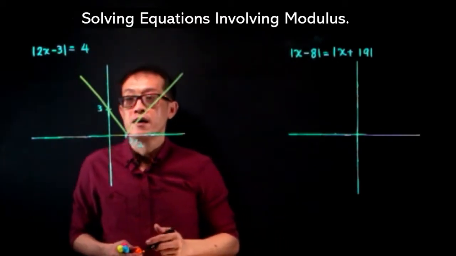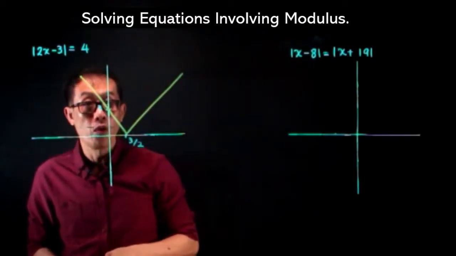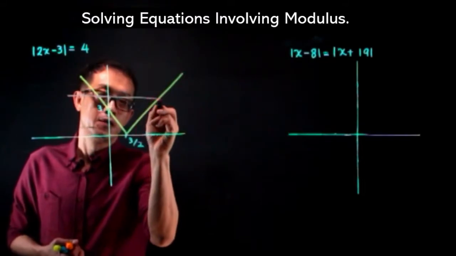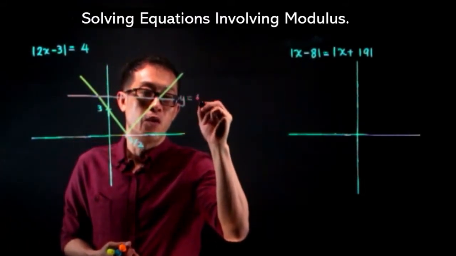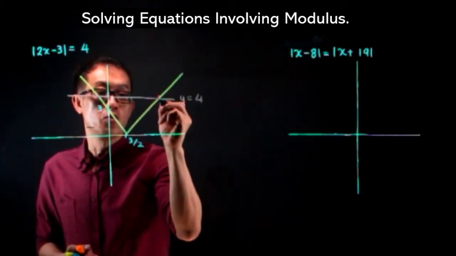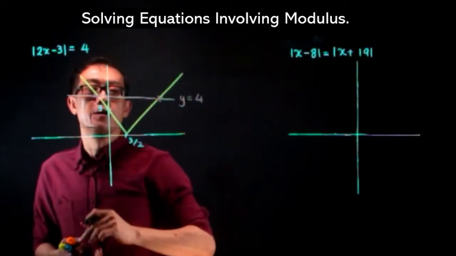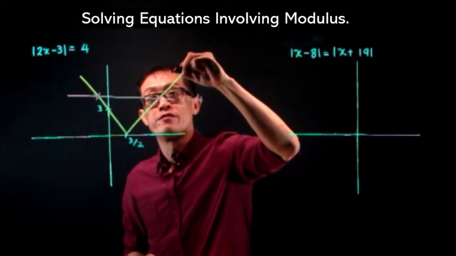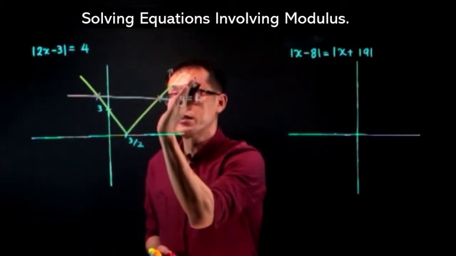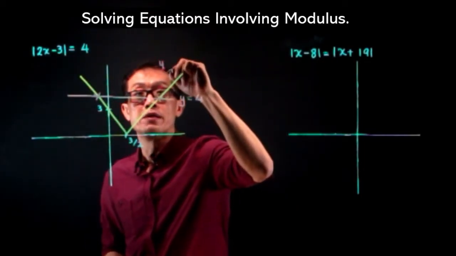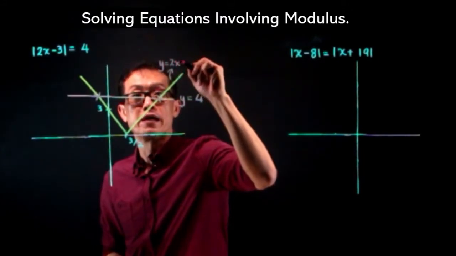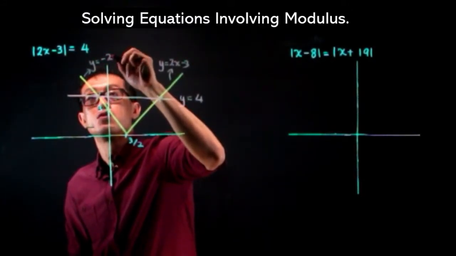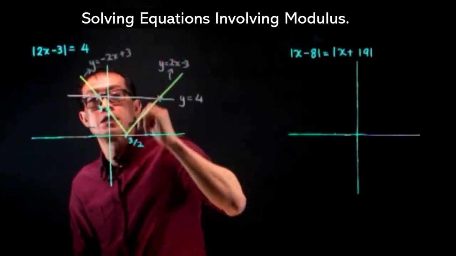Okay? And then you draw the line y equals to 4. Let's say 4 is here. So this is the line y equals to 4. They want to find these two intersection points. Now, what is the equation for this part of the graph? This is a positive gradient, so this part will be represented by y is equal to 2x minus 3, and this one will be represented by y is equal to minus 2x plus 3.